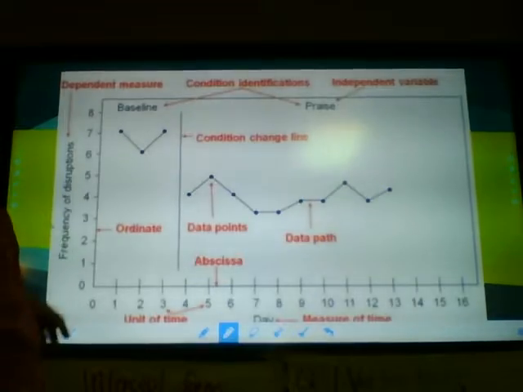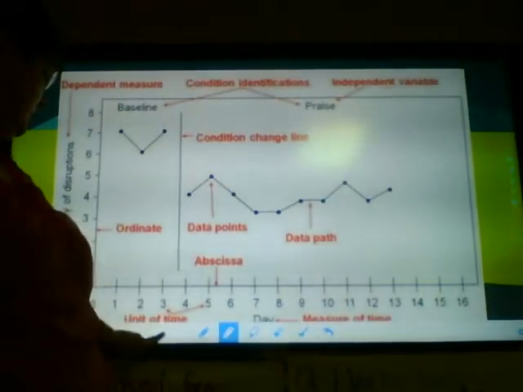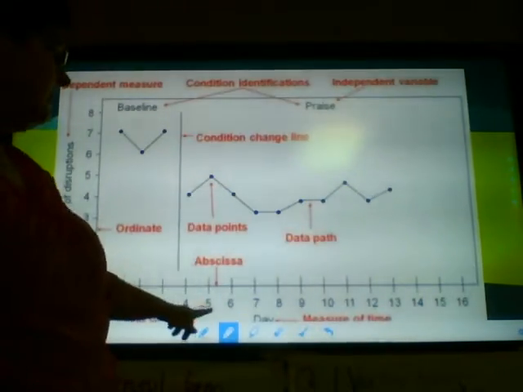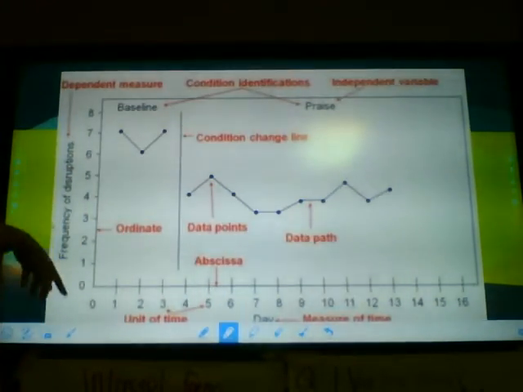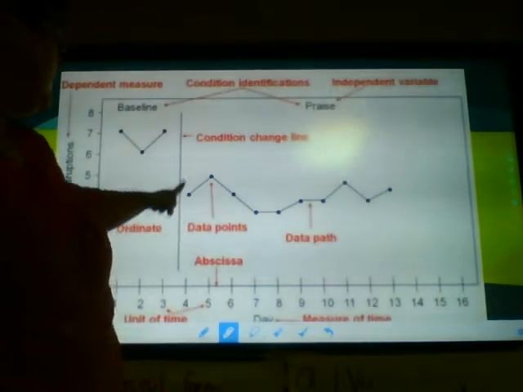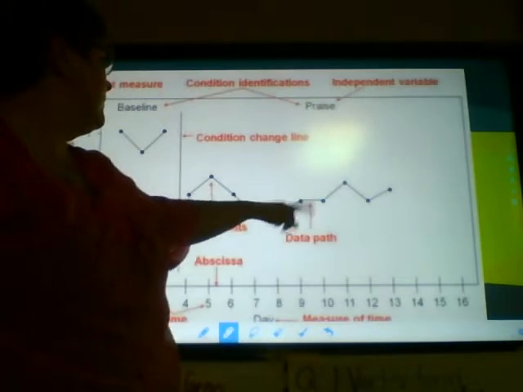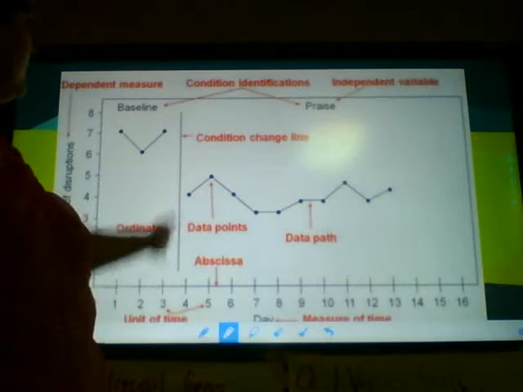So here are some key points that you need to have on your data charts. You have to have the independent measure, which is down here, the unit of time. So they were in days. Then you have to have a dependent measure written over here. Then you have to have your data points and your data path.